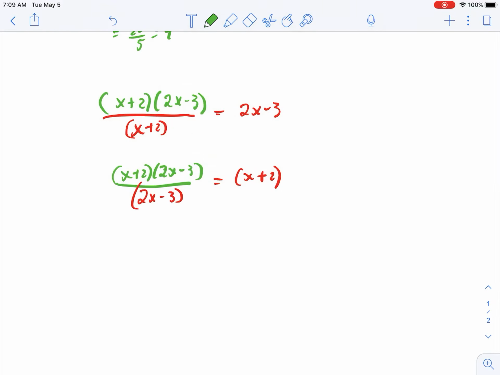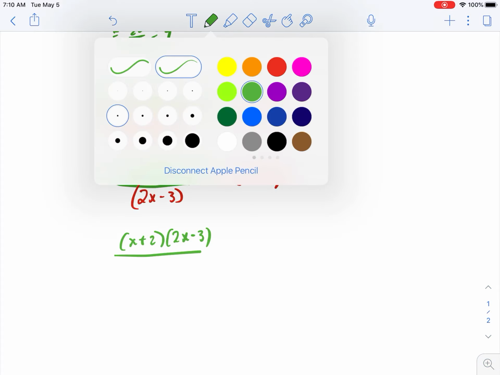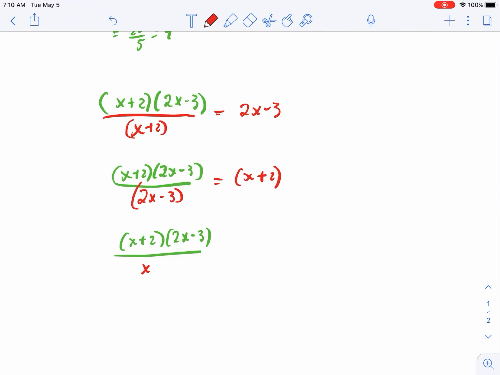But what would happen if I had x plus 2 times 2x minus 3, and I divide out by something like x plus 5? Now I'm going to get a remainder here. Let's go back to 20 divided by 4 is 5, but what happens if I go 20 divided by 6? The 6 will go into that 3 times.